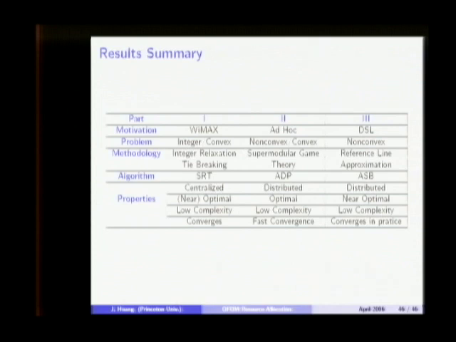And in the last scenario, we consider a DSL network, which is indeed a non-convex problem. And we use a reference line approximation to propose an ASP algorithm, which is a distributed algorithm that achieves near optimal performance with low complexity. And actually, we don't have a good answer on the theoretical convergence of this algorithm, but it always converges in practice.